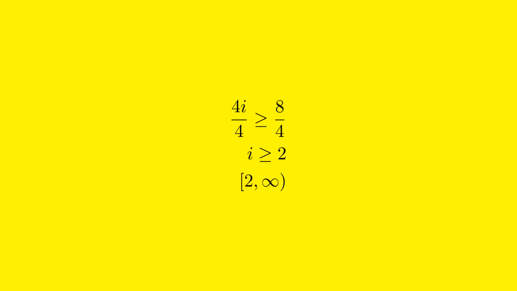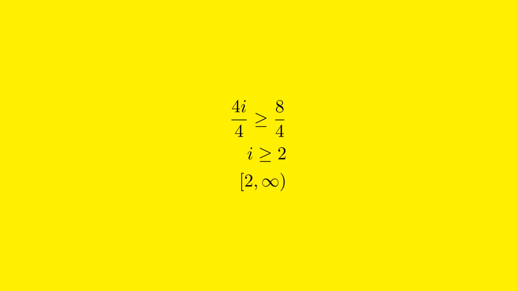Next, we need to isolate the variable I by removing the coefficient that is with I. In this case, the coefficient is 4. To do this, divide both sides of the inequality by 4 to keep the inequality balanced. So we have 4i divided by 4 is greater than or equal to 8 divided by 4. When we do this, the 4's on the left side cancel out, leaving us with just I. This simplifies to I is greater than or equal to 2.